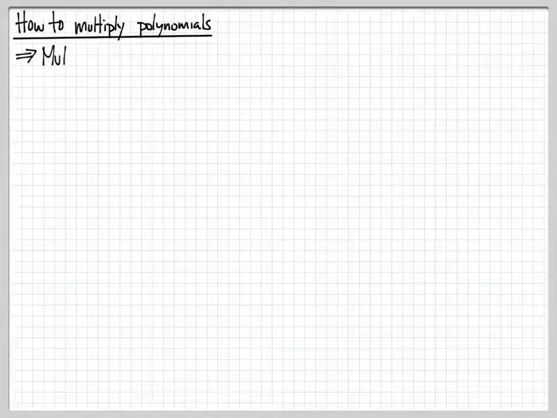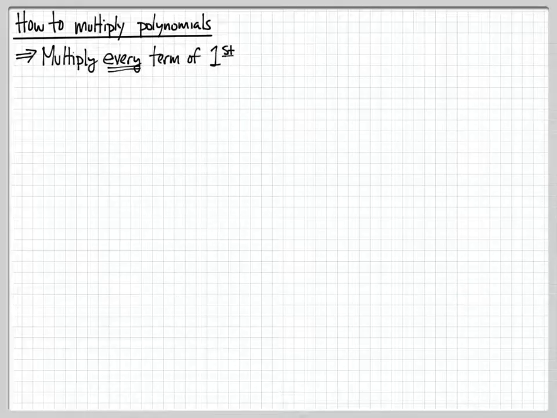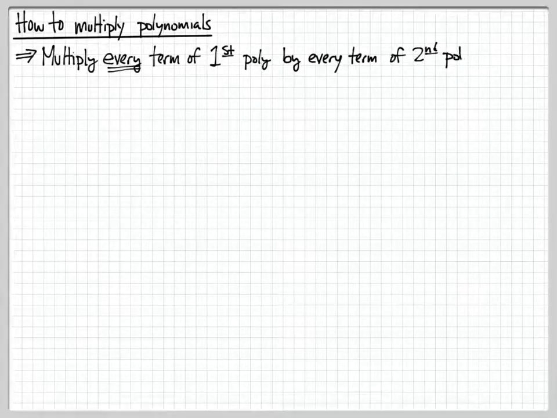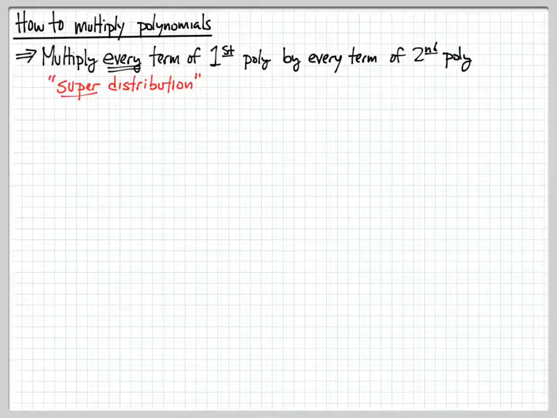Okay, let's look at multiplication. How do we multiply polynomials? The method is really like FOIL on steroids. We take every term of the first polynomial and we multiply it by every term of the second polynomial. You can kind of think of it as super distribution.